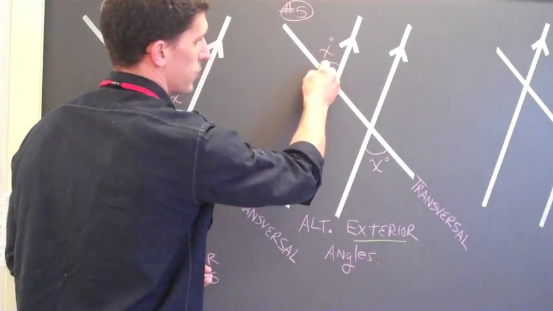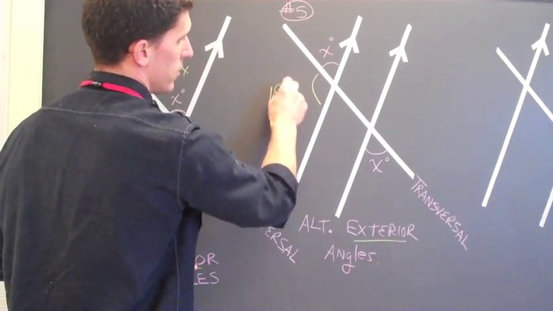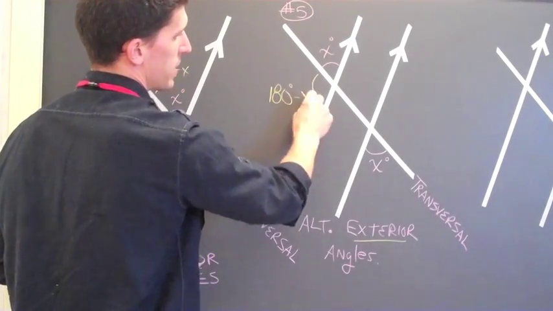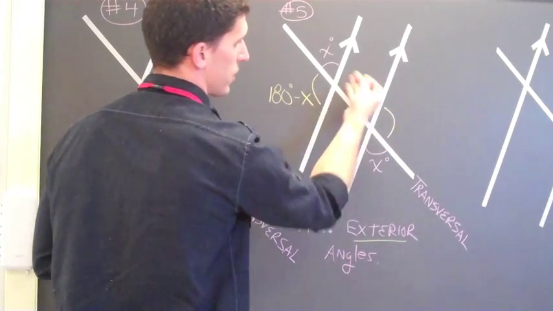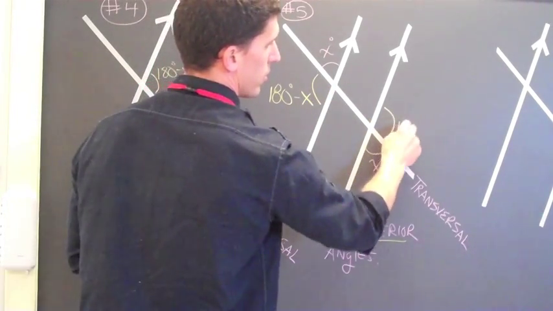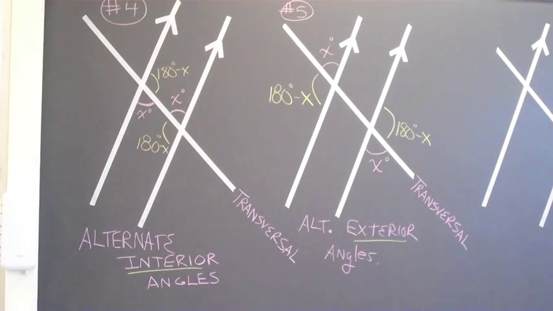Likewise, back to rule number 2, the other set of alternate exteriors. 180 degrees minus x would be the remainder there for yellow, and over here, alternate side, exterior, would be the other angle. So that's rule number 5 and number 4.